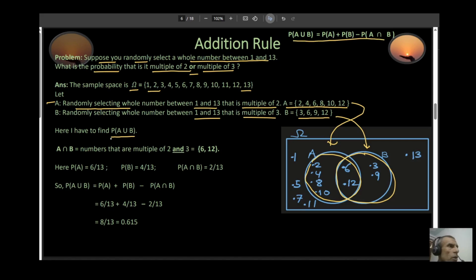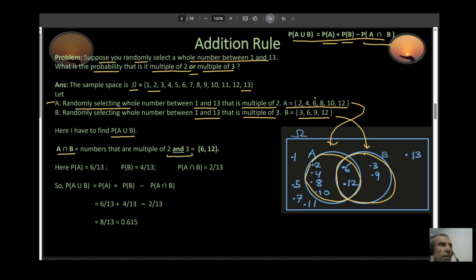In order to solve that, I need to know my probability of A, probability of B, and probability of A intersection B. So let's focus on A intersection B first. A intersection B is the numbers that are multiple of 2 and 3. In this case, A intersection B would be 6 and 12. These are the only two numbers.